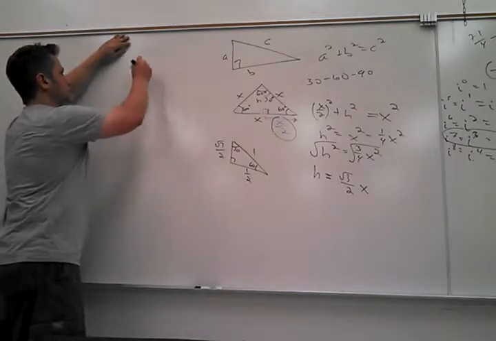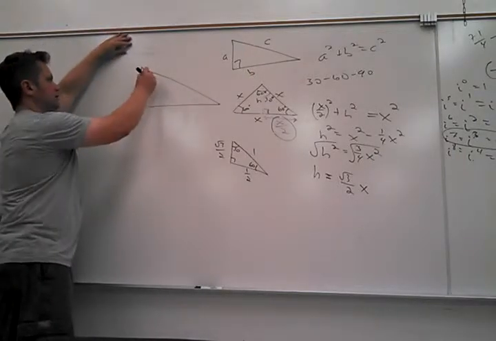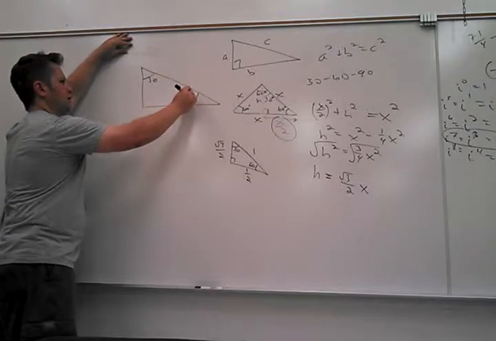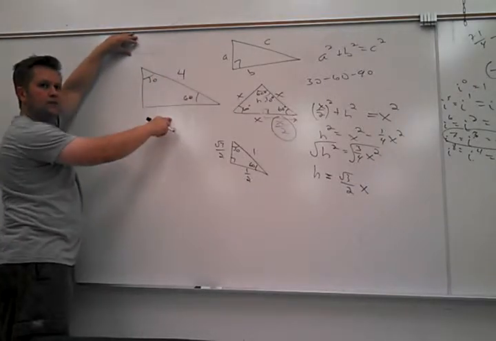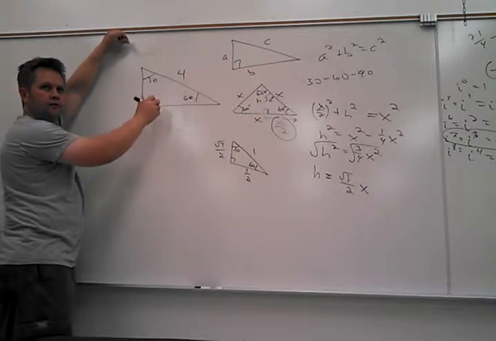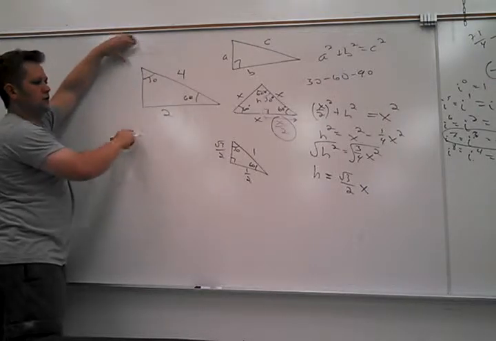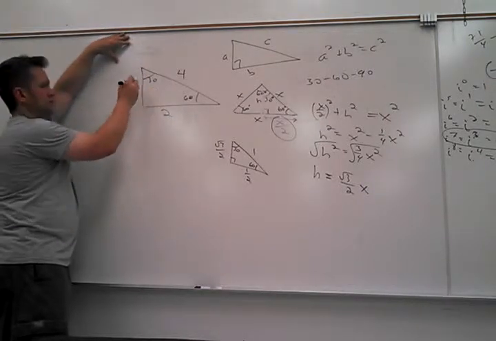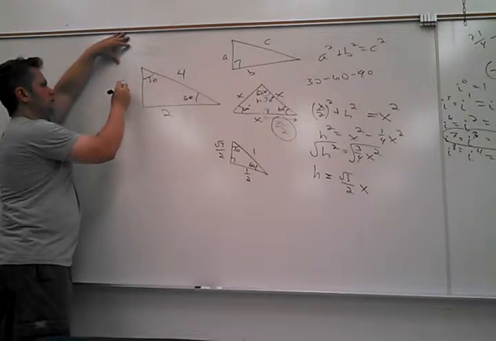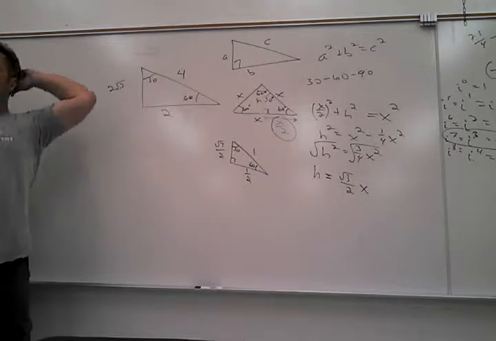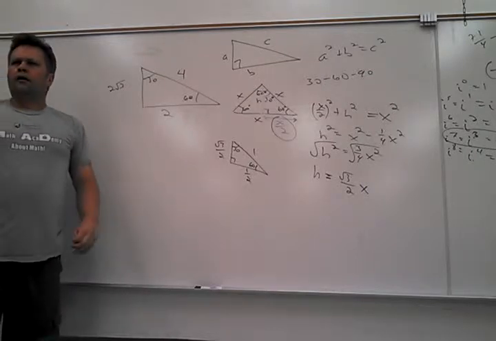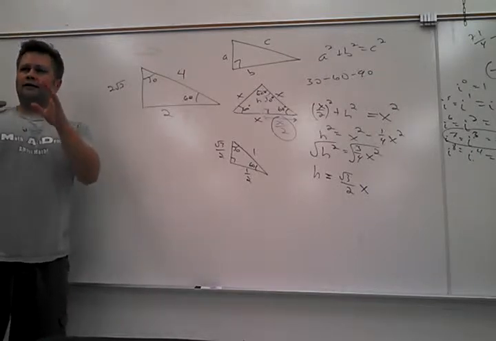Any 30, 60, 90 triangle you have, whatever this side is, this side has to be half of it, and this side has to be root 3 over 2 times it. So root 3 over 2 times 4 would be root 3 times 2. Kind of freaky. That's the 30, 60, 90 triangle.